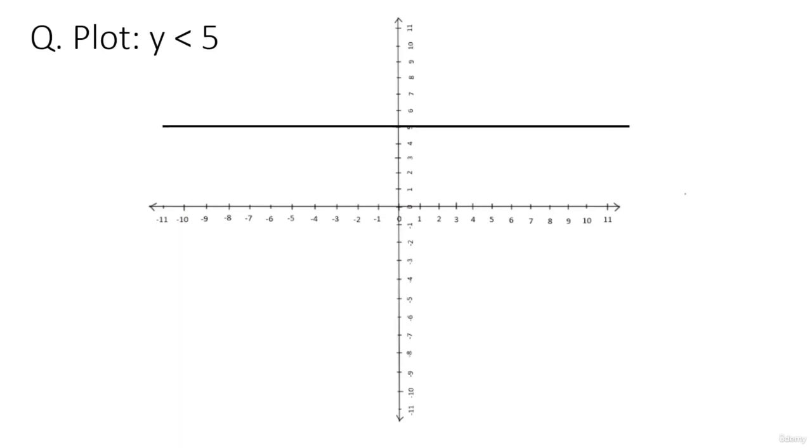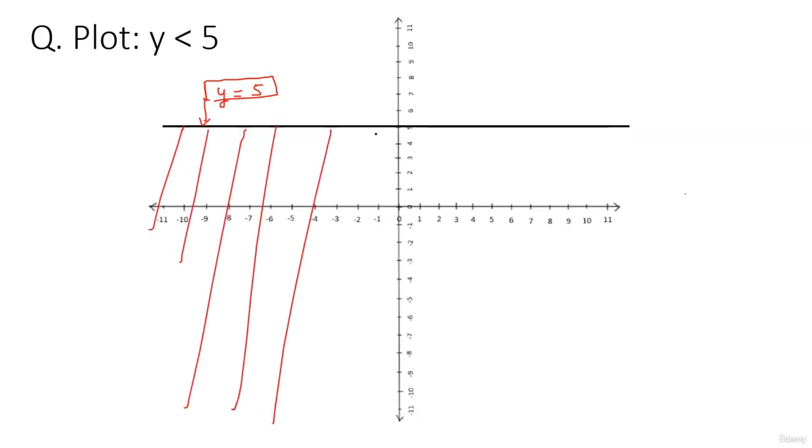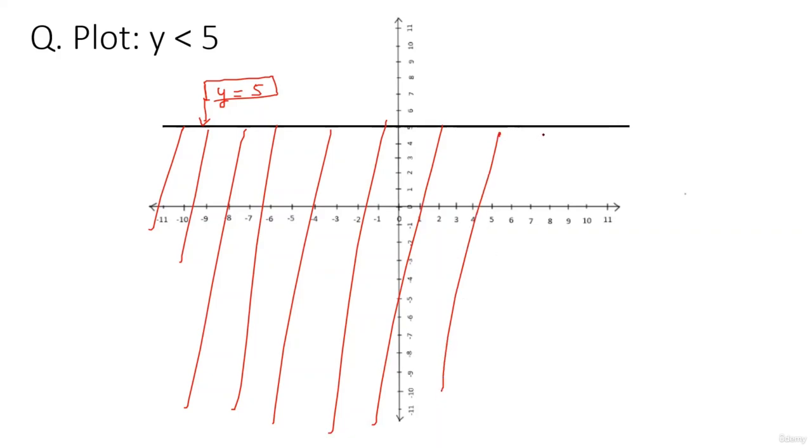We want all the points, the set of all the points whose y coordinate is definitely less than 5. So this black colored line denotes all the points where the y coordinate is equal to 5, isn't it? Now the entire region below this line consists of the set of all the infinite points whose y coordinate is definitely less than 5, isn't it?